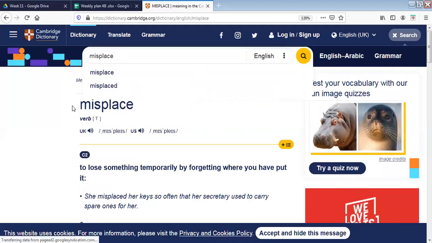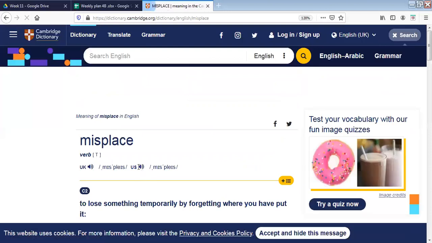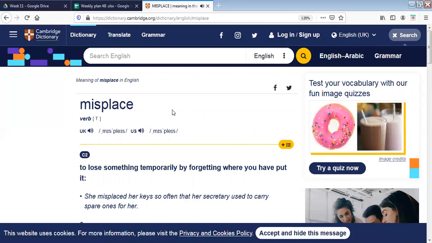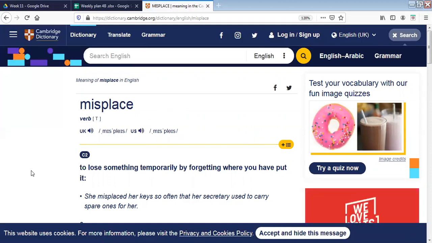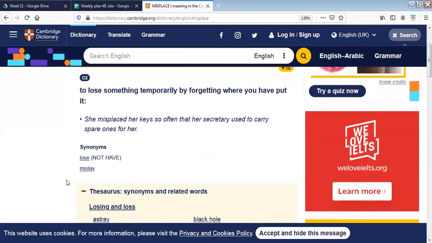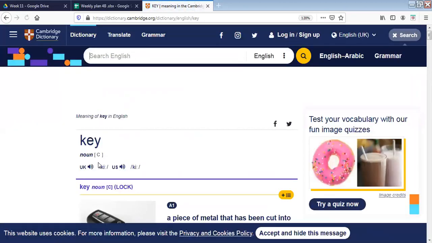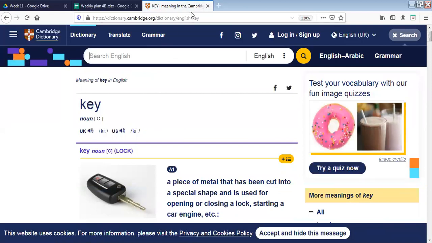Listen to the word. Misplace. Misplace, it means to lose something temporarily by forgetting where you have put it. Like, for example, when I say here, she misplaced her keys so often that her secretary used to carry spare ones for her. So when she misplaced her keys, it means that she forgot where she put them, okay?